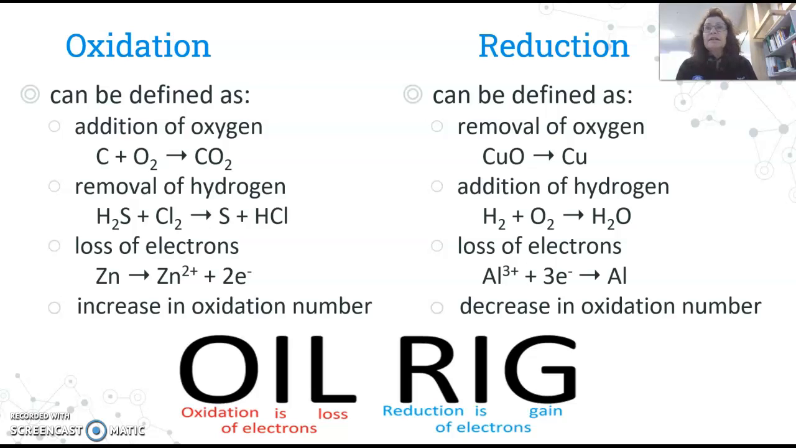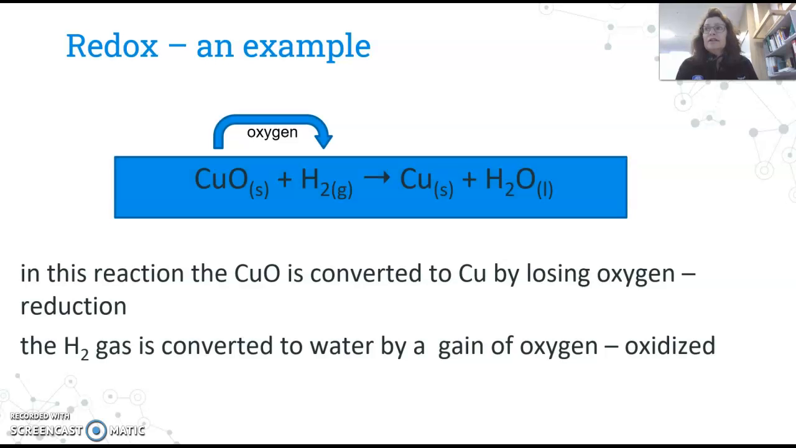So let's have a look at an example here. I've got a reaction of copper oxide with hydrogen to convert to copper solid and water. And in this reaction, the copper oxide is converted to copper solid by losing its oxygen. So therefore, it is a reduction reaction. The hydrogen gas is converted to water by a gain of oxygen, and so it is now an oxidation reaction. It's oxidized.